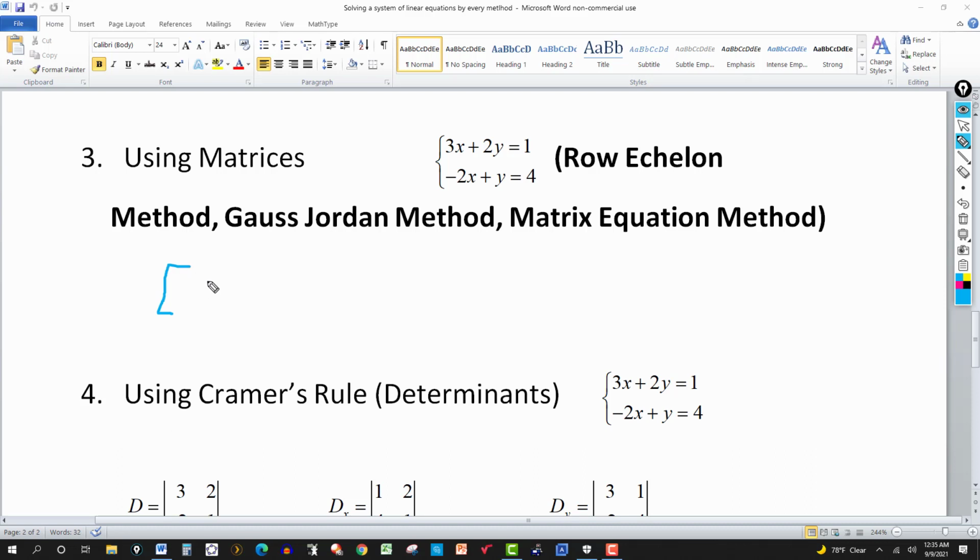We're going to write down what is called the augmented matrix. Okay, so I'm going to put brackets. Usually when you deal with matrices, you use brackets. So in the first row, I'm going to use the coefficients. So a 3 there, a 2, then a -2, and a 1. And then a bar here, and then on the right side, the next column will be the constants. So it's 1, 4, 1 and 4.